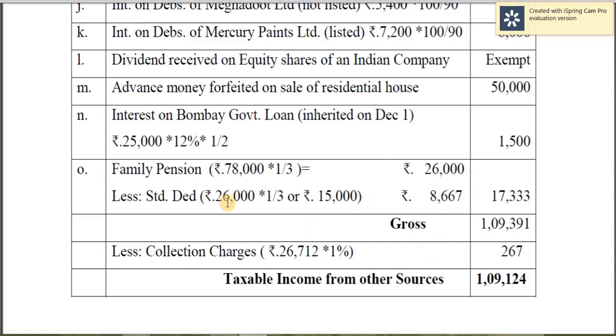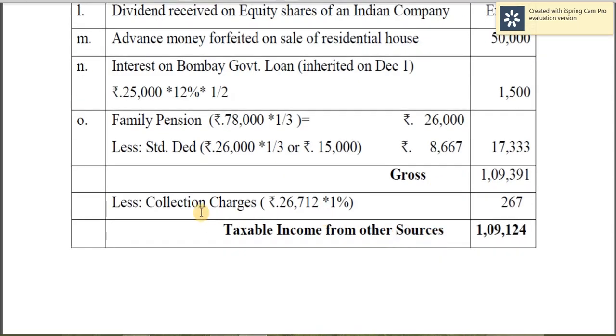8,667, that is 1/3 of 26,000, is the lower of the two. So that is deductible from 26,000. So 17,333, that is the taxable amount. So gross amount is 1,09,391. Now collection charges at the rate of 1% on the net interest realized.